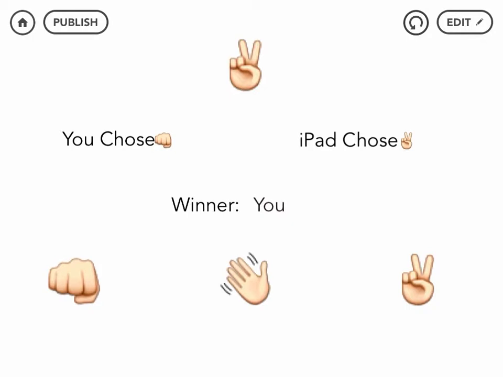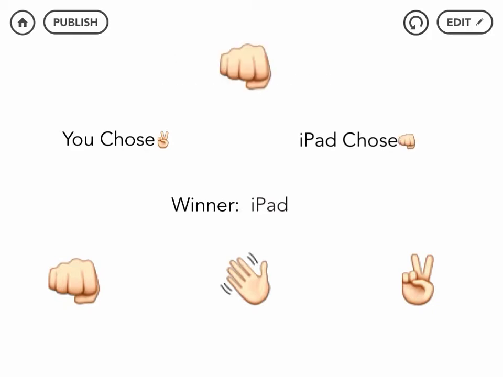And it says here, you chose rock, iPad chose scissors, and the winner will be you, because in rock, paper, scissors, rock beats scissors. If I choose paper, the iPad will think about it. The iPad chose paper. And if I choose paper, the iPad chose rock. So I'm the winner. And you saw when we both chose paper, if we both choose scissors, it's a draw.